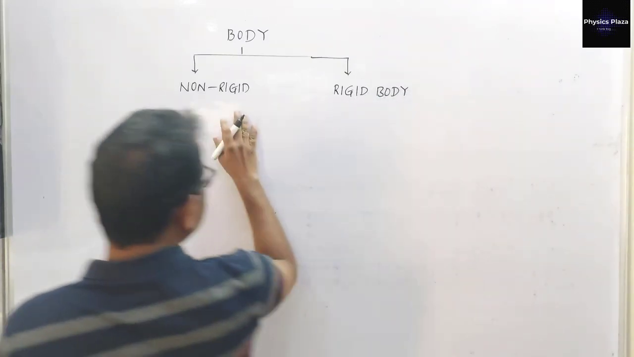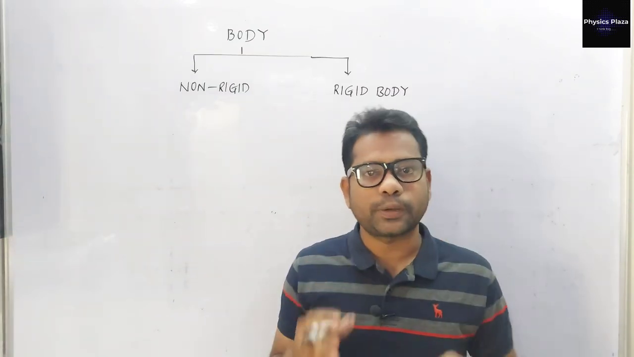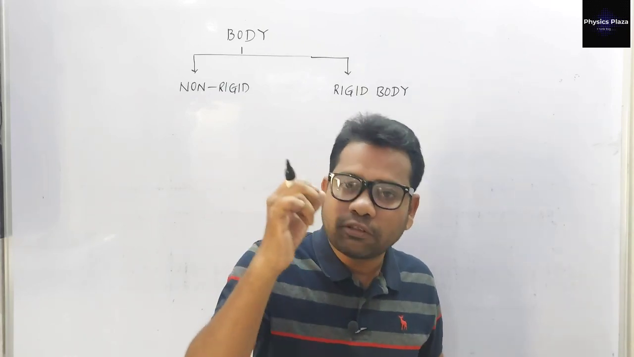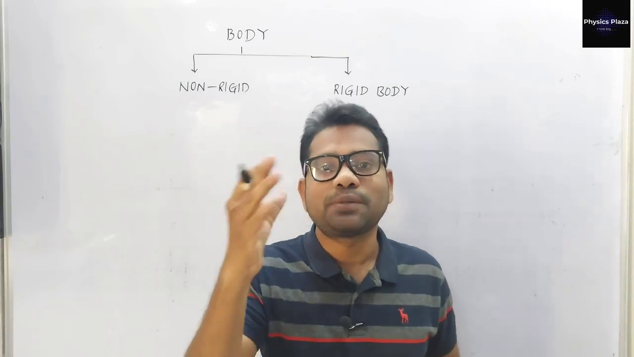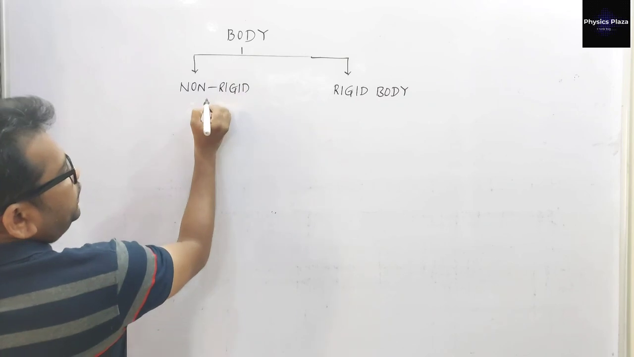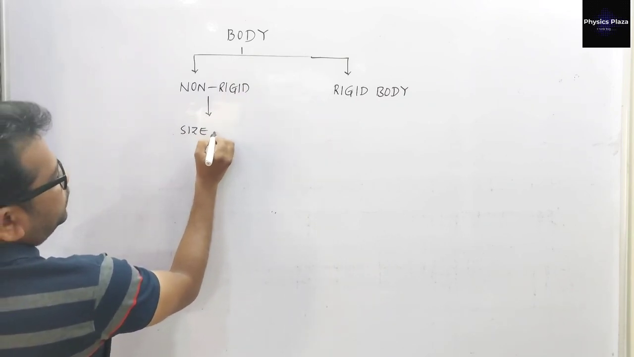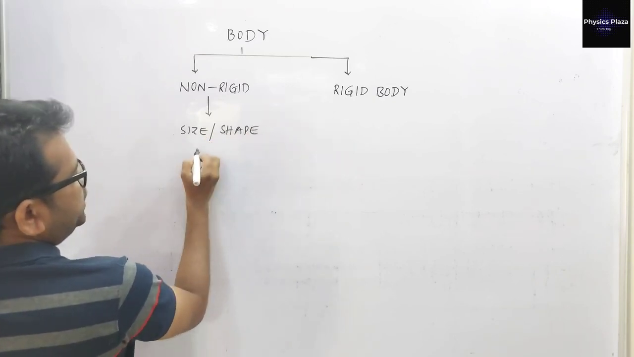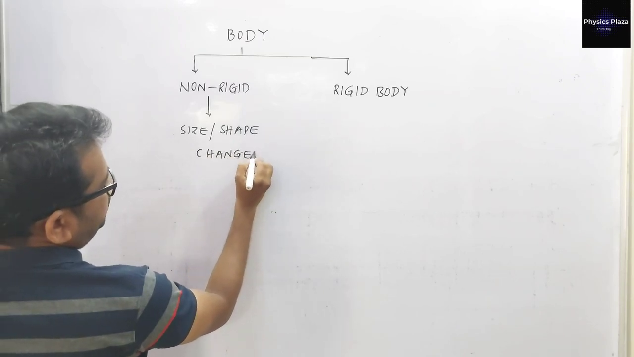Fine. Children, what is a non-rigid body? It's very simple. Let us take a case of a sponge. The body in which the distance between any two pair of particles is changed when we apply the force is called a non-rigid body. So in the case of a non-rigid body, what happens when force acts on it? Its size as well as shape is changed. Very, very important, children. Shape changed.